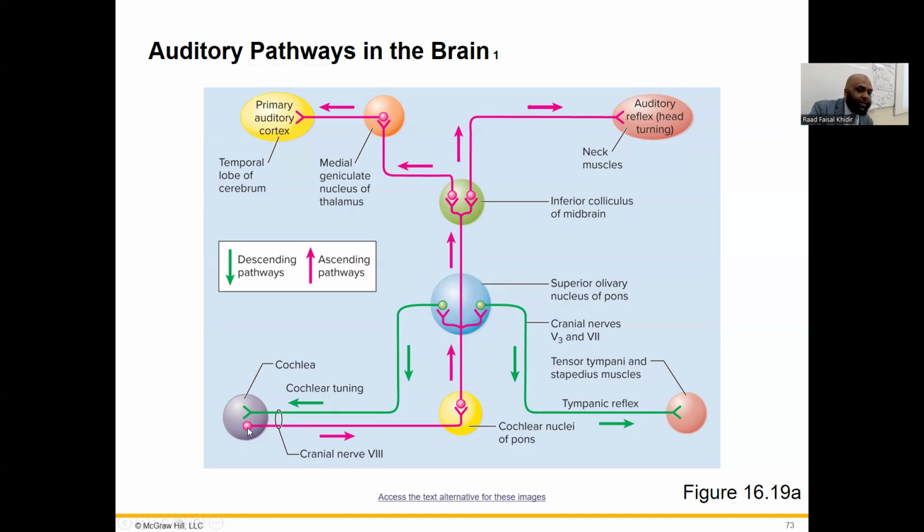So the story begins here from the cochlea. The cochlea is going to send through the vestibulocochlear nerve, cranial nerve number 8, its electrical action potentials to the cochlear nuclei of the pons. That's the first order neuron. Then from the pons, we're going to head into these two nuclei. And lastly, we're going to terminate in the primary auditory cortex. We're also going to have a mechanical response known as the auditory reflex, the head turning.